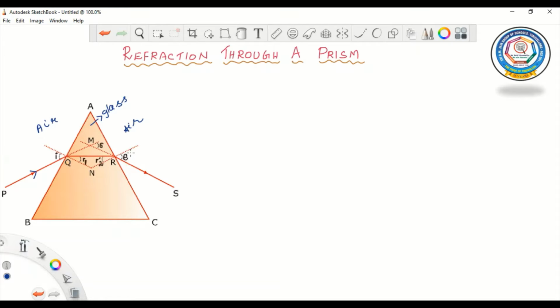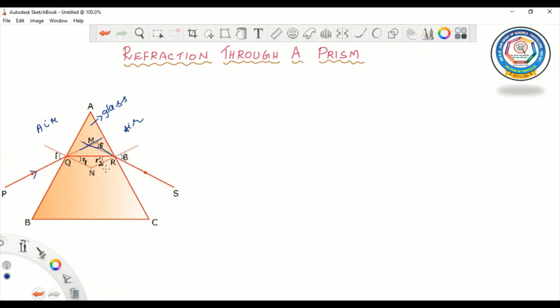The angle between the emergent ray RS and the direction of the incident ray PQ, this angle, is called the angle of deviation. So this part is known as the angle of deviation.